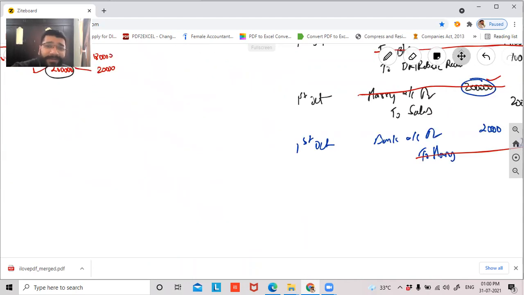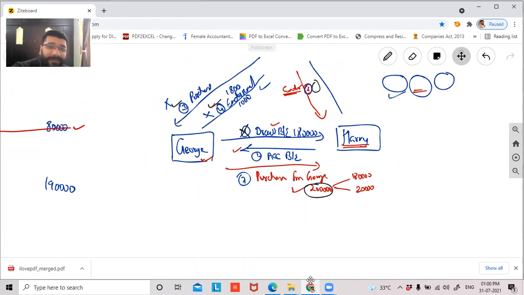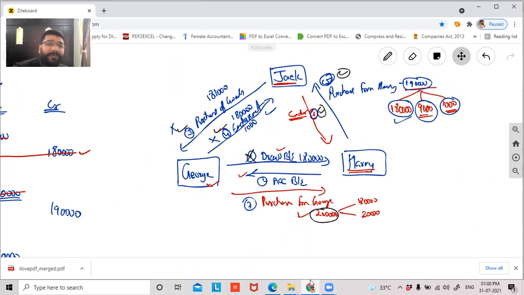Did we endorse this anywhere from the banker? Tell me, guys. Why it should be bank, first of all? It should be bank only if it is a case of discounting from the bank. Had we discounted this anywhere from the bank?